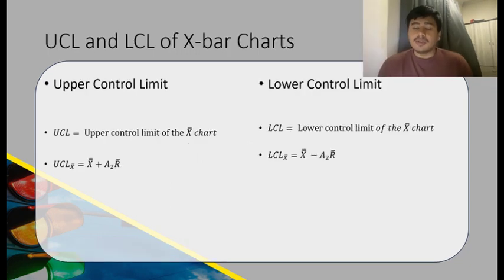This is the upper control limit and the lower control limit of the X bar chart formula. As we can see here, it consists of the average, X double bar, plus the A we get from the factor computing formula table, times the R bar. Meanwhile, for the lower control limit, X double bar minus A times R bar.